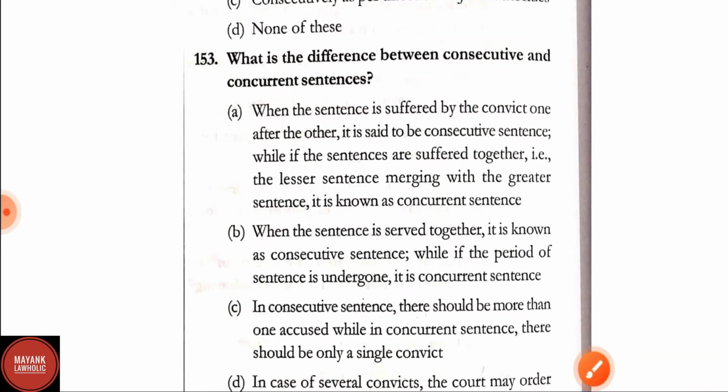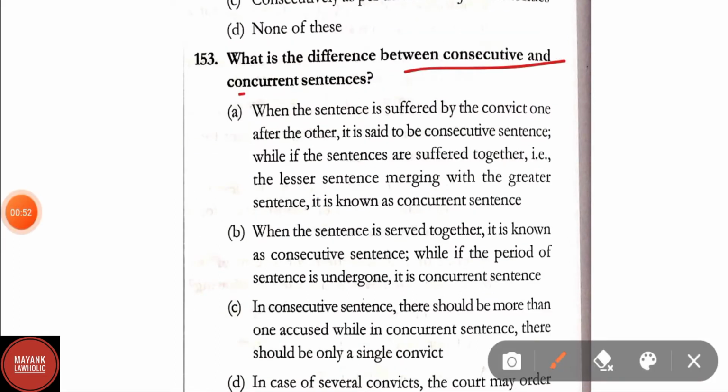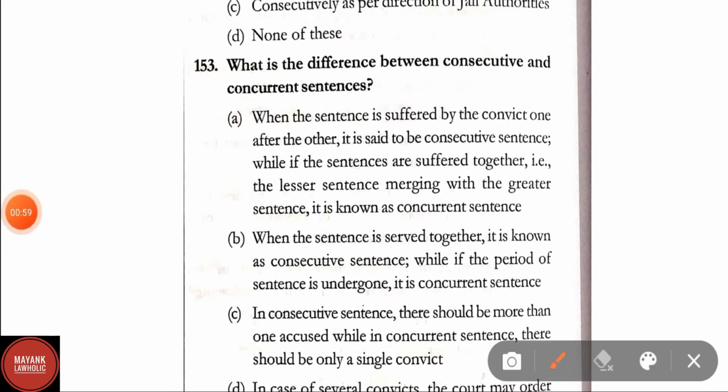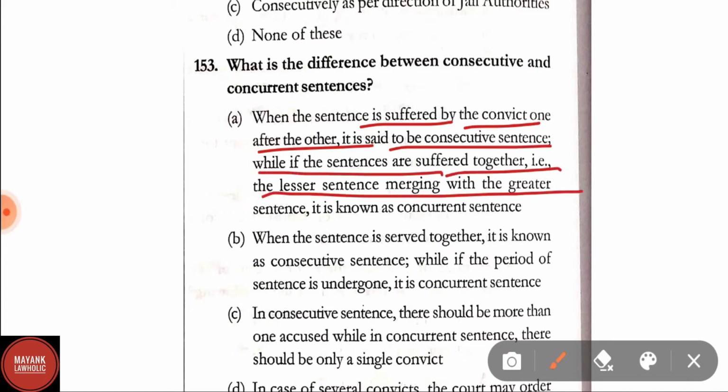Question number 153. What is the difference between consecutive and concurrent sentences? Option A. When the sentence is suffered by the convict one after the other, it is said to be consecutive sentence, while if the sentence is suffered together, that is the lesser sentence merging with the greater sentence, it is known as concurrent sentence. Here correct answer is option A only.